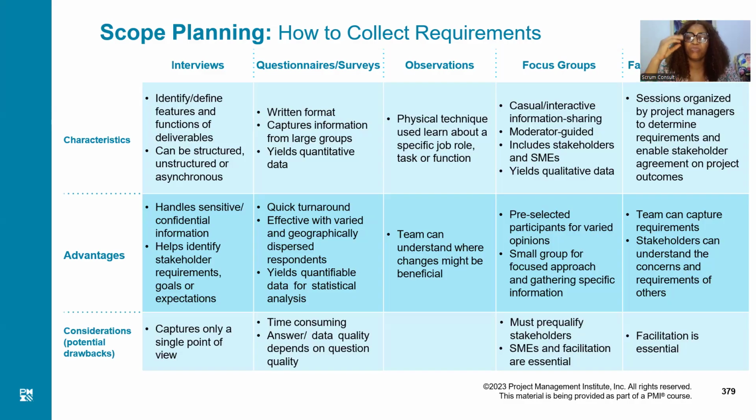The observation is a physical technique used to learn about a specific role. Focus group is casual, interactive information sharing, moderator guided, includes stakeholders and experts, and yields qualitative data, right? And of course, you have your workshops, sessions organized by the project manager to determine requirements. The difference between these two is that the focus group is a more focused group of people, unlike the workshop, where diverse interests come together. And they all have advantages and disadvantages.